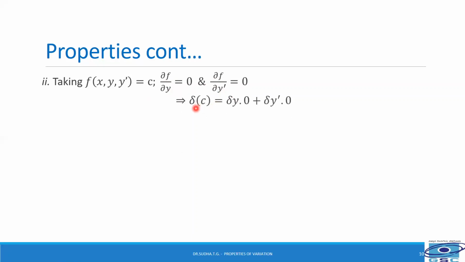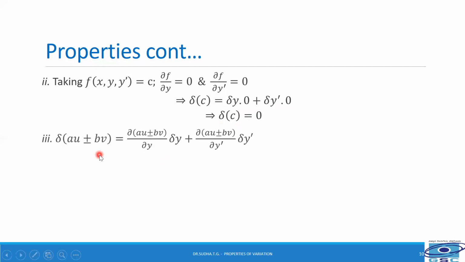Next, let us move on to the second one, that is, we need to prove that variation of a constant C is equal to 0. So here the function f is taken to be the constant C. Since it is a constant, its derivative with respect to y becomes 0, and with respect to y dash also becomes 0. So this implies that variation of C is equal to delta y into 0 plus delta y dash into 0. So 0 plus 0 gives us 0. Therefore, variation of C is equal to 0.